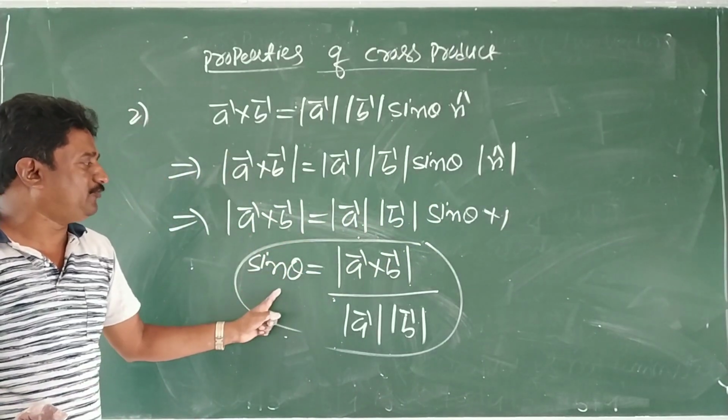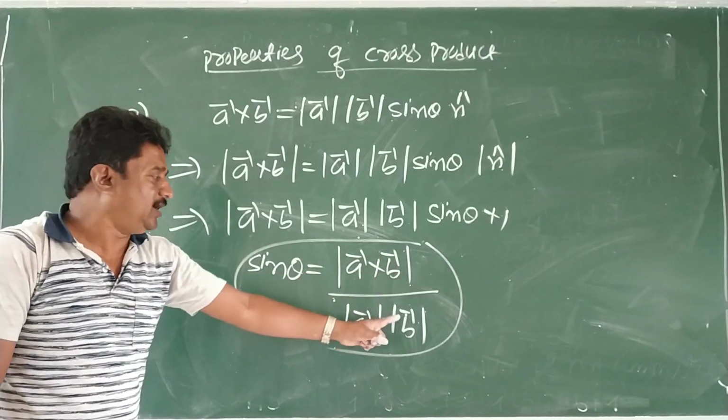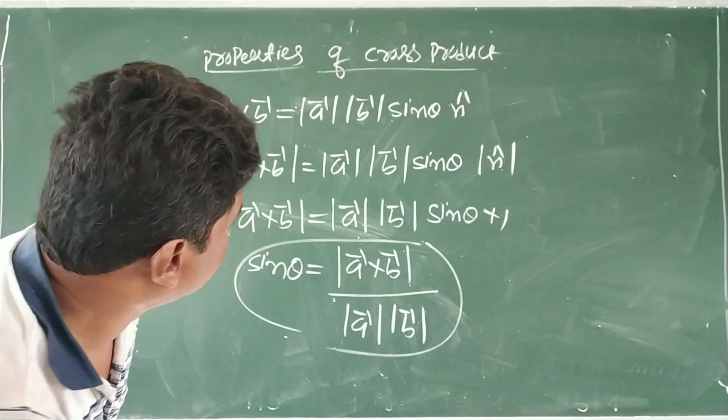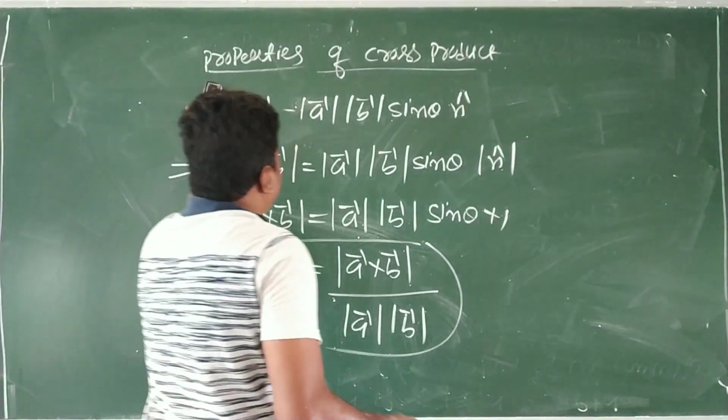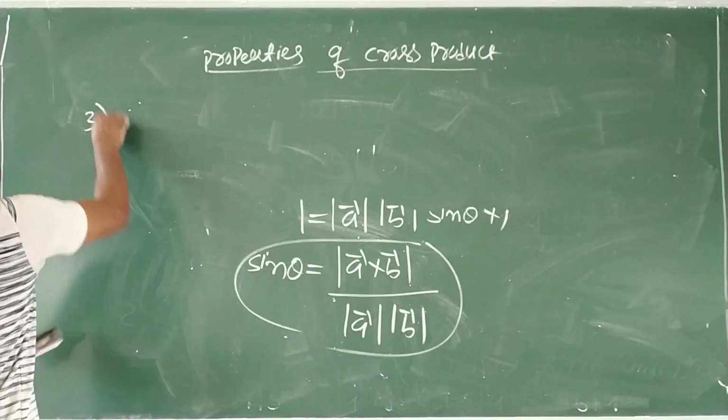So tell me the sin theta formula. Magnitude of A cross B by magnitude of vector A into magnitude of vector B. So next property, students. Property number 3.